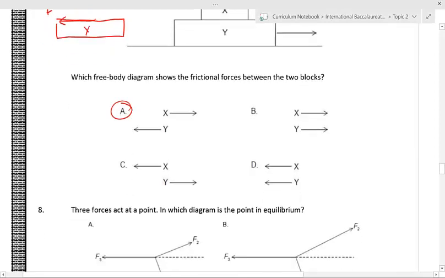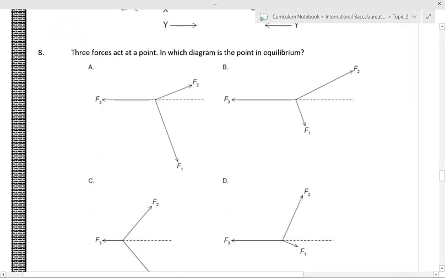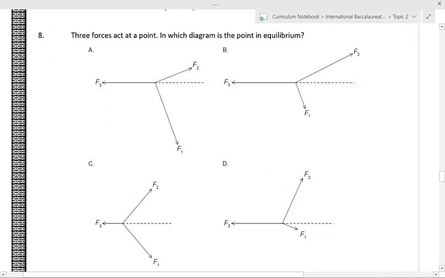Okay. We have 3 forces acting at a point. In which diagram is the point in equilibrium? So the trick here is to figure out which diagram would result in a closed triangle. And this one would be that, that, and that. So that's never going to be a closed triangle. This one looks feasible. Let's have a look. It would be that, and that, and that. So that one is possible.